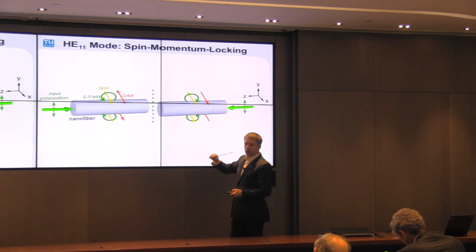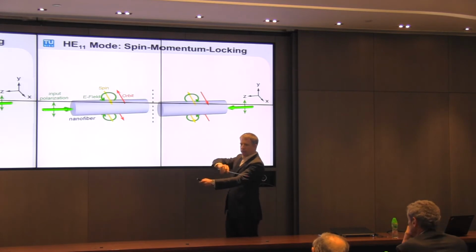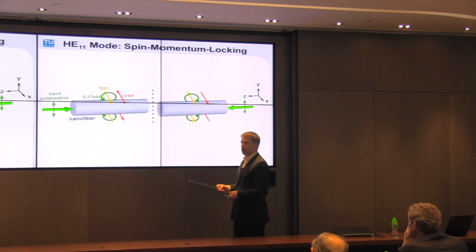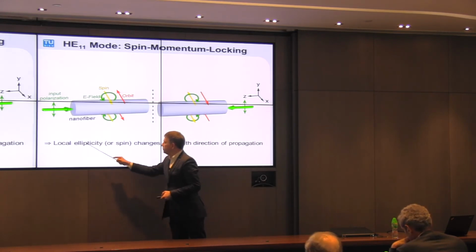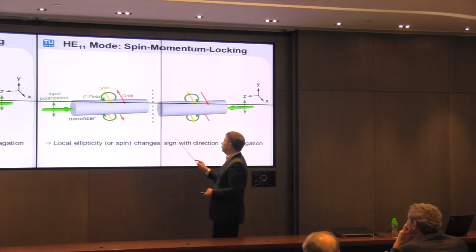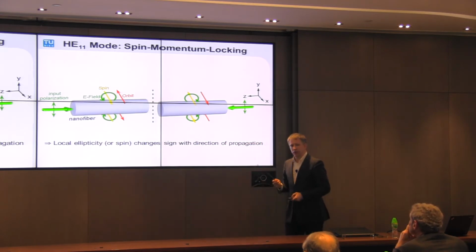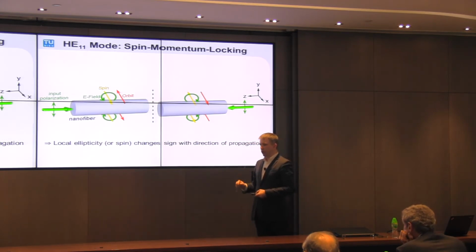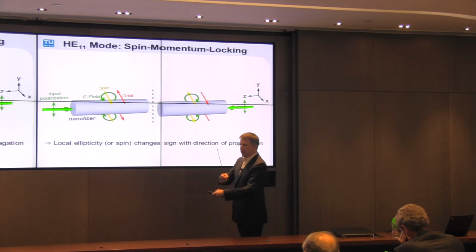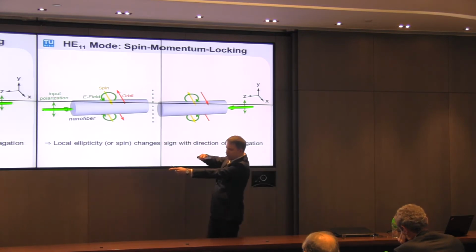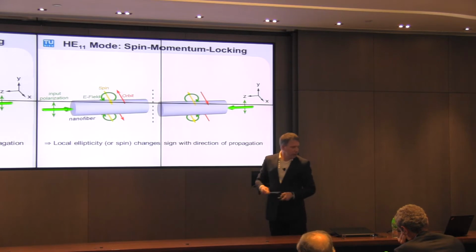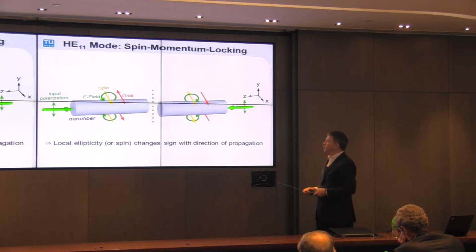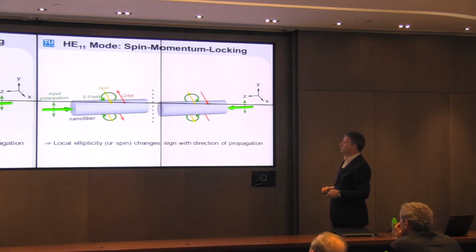So the spin, the transverse component of the spin, flips sign when the direction of propagation changes. And this effect, that the local ellipticity of the light field, or the spin, changes sign with the direction of propagation, is referred to as spin momentum locking of light. This means that if this is the direction of propagation and the spin points in this direction, if I reverse the direction of propagation, then the spin has to flip. So there's a one-to-one linking between direction of propagation and local spin.